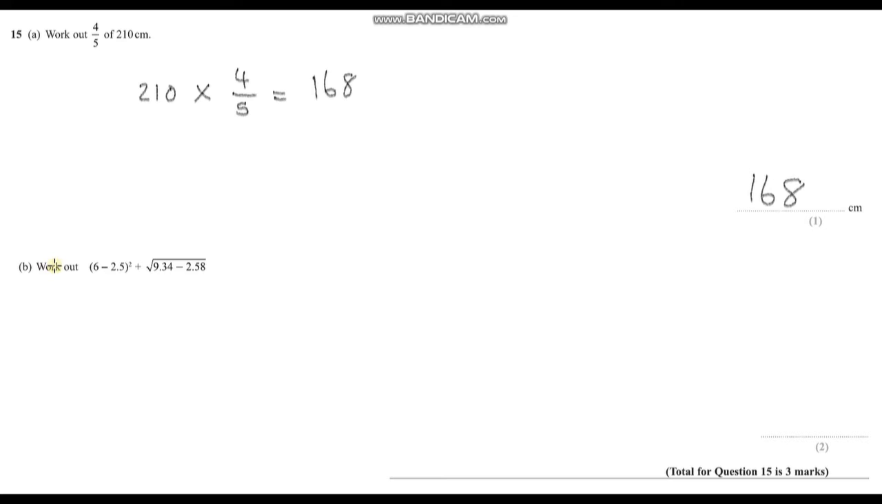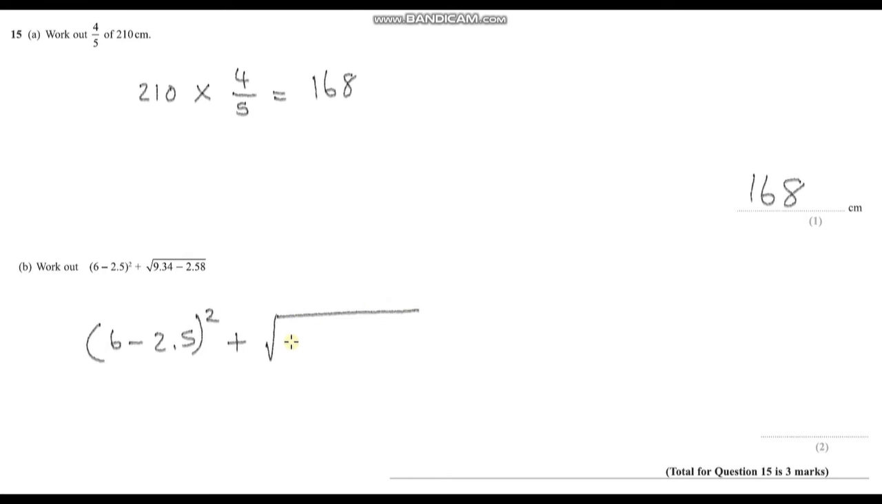Okay, part B, work out all of this business. This is definitely testing your calculator skills, so you'll need to type this into a calculator. The first thing to do is to open the brackets. Type in 6 minus 2.5. So let me do that. 6 minus 2.5. And then we close the brackets and do the squared symbol. Plus. And then we open the square root, so the square root symbol.